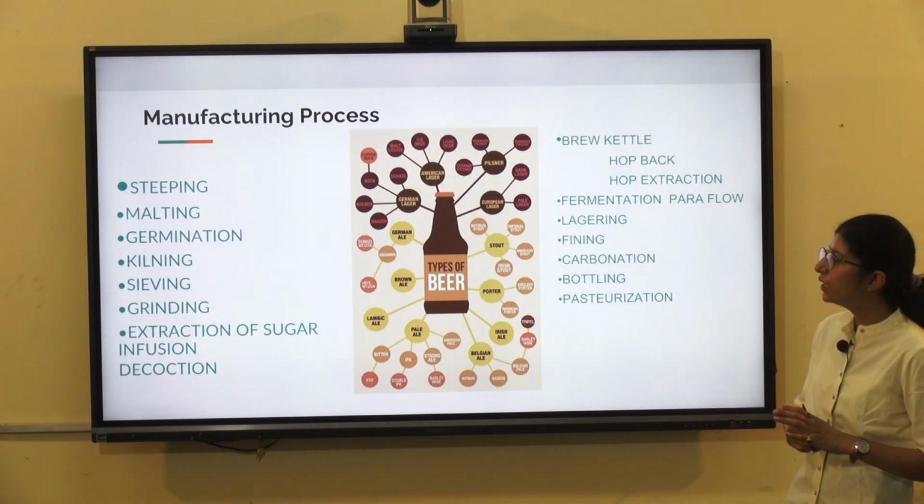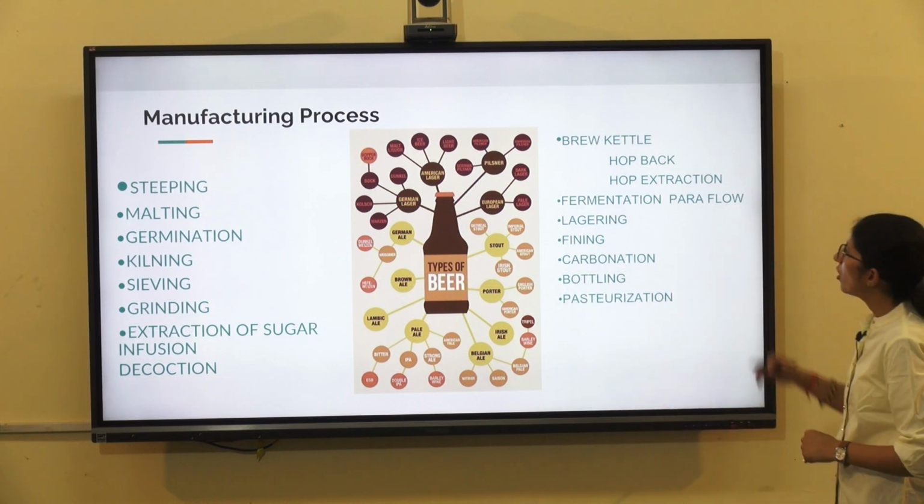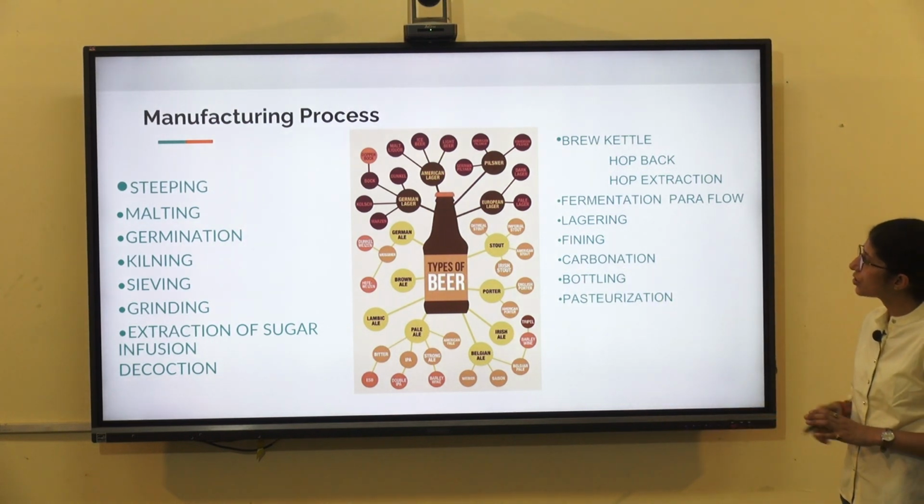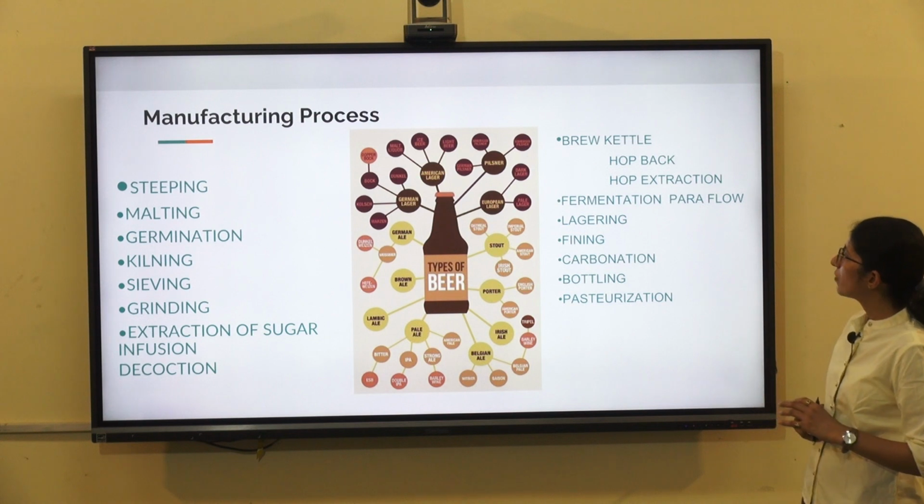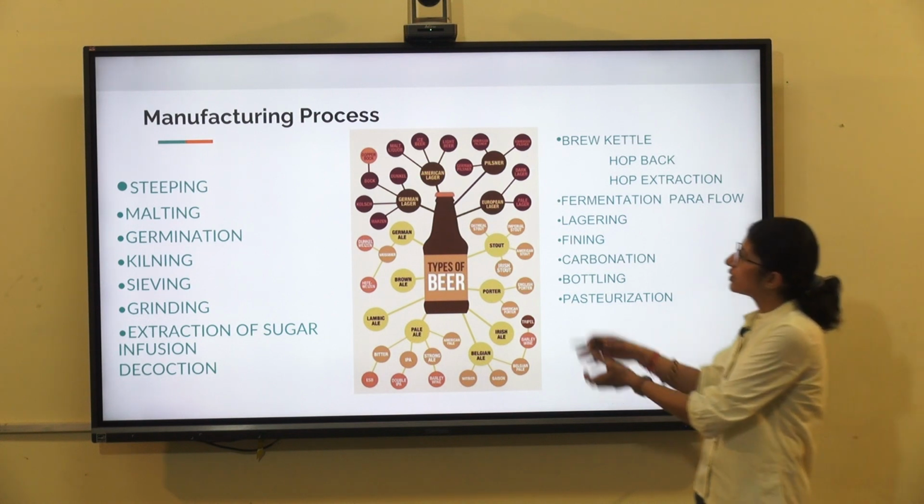Milling, sieving, grinding, extraction of sugar with infusion, decoction, followed by brewing kettle, hop back and hop extractions, followed by fermentation, lagering, fining, carbonation, bottling, and pasteurization. So what is this picture representing?